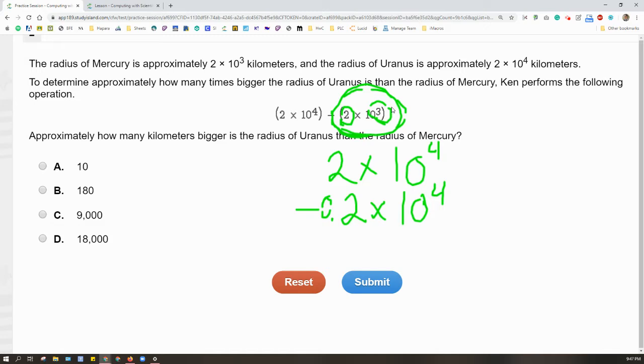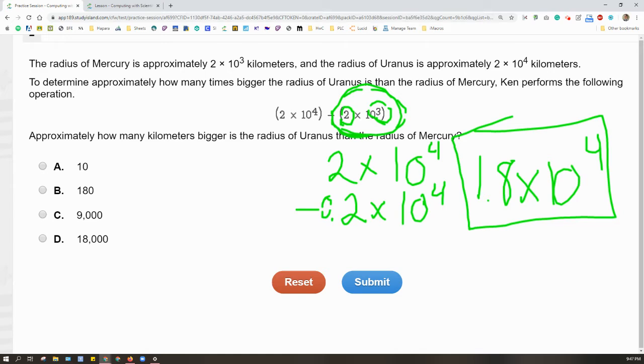If you remember your subtraction rules, you keep the base and the exponent the same. So if we have something times 10 to the fourth minus something else times 10 to the fourth, we're going to get an answer that is still times 10 to the fourth. So we have times 10 to the fourth. And now we can do 2 minus 0.2, which is 1.8. So our answer here is 1.8 times 10 to the fourth power.